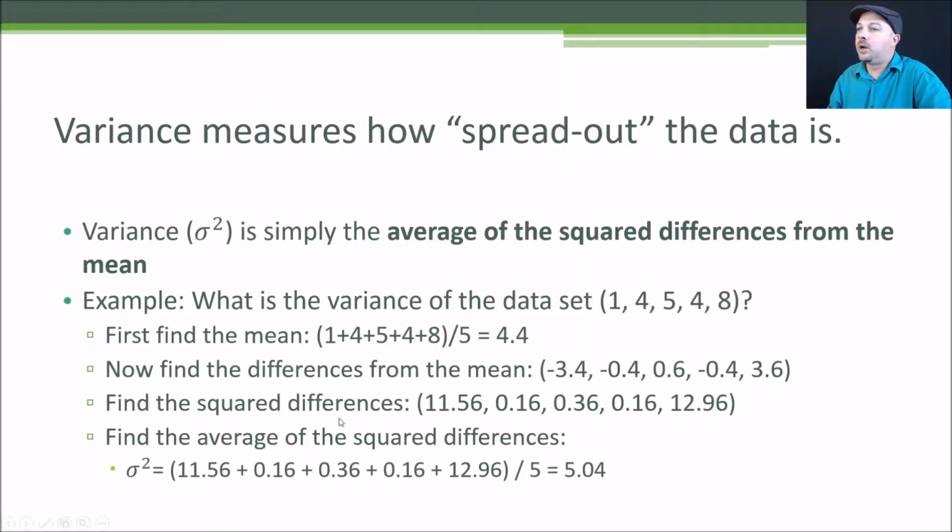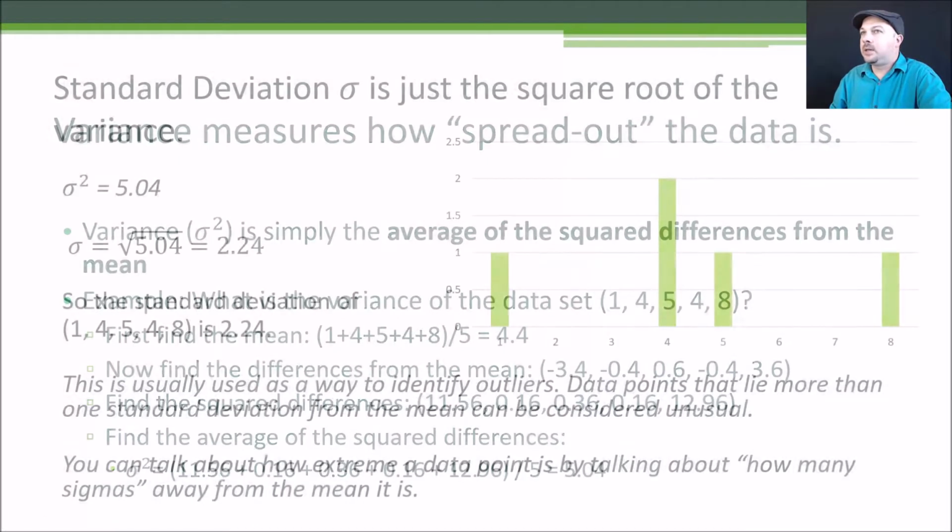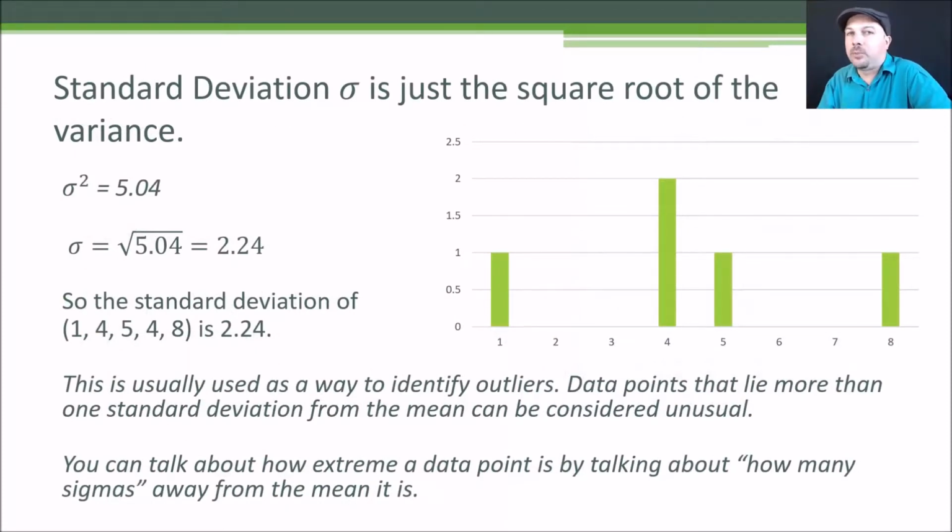So we add up all these squared variances and divide by 5, the number of values that we have, and we end up with a variance of 5.04. Okay? That's all variance is. Now, typically we talk about standard deviation more than variance, and it turns out standard deviation is just the square root of the variance. It's just that simple. So if I had a variance of 5.04, the standard deviation is 2.24.